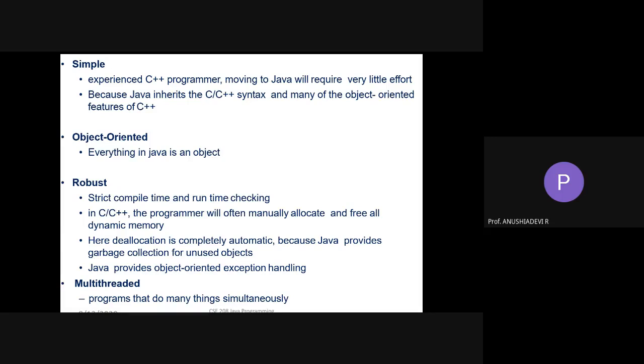And then it is robust. Why is it called robust? Because of strict compile-time and runtime checking. In C++, once you allocate the memory, you have to deallocate it manually. Otherwise, the memory leak problem will happen. In C language, if you are allocating memory by using malloc, you have to free the memory by using the function free. But in C++, if you allocate the memory by using the new operator, you should deallocate by using the delete operator.